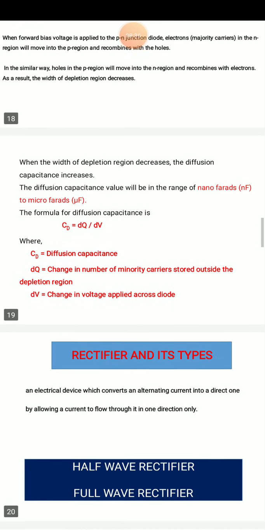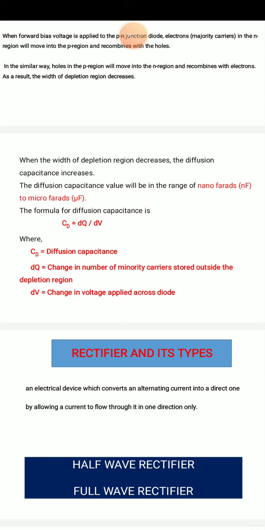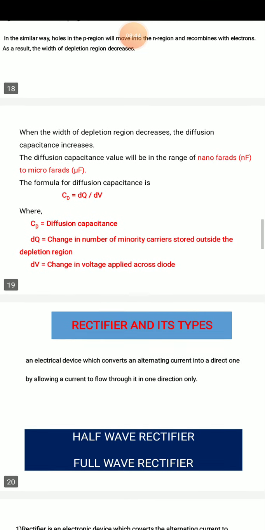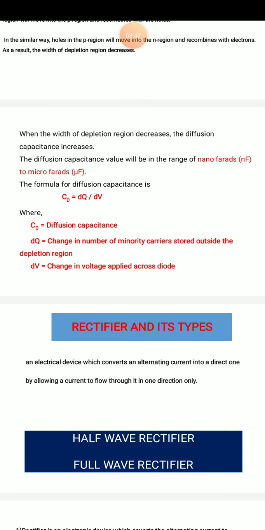Next, similarly to how we calculated the CT, CD also can be calculated. We can see here that as the width of the depletion region decreases, the diffusion capacitance increases. That is the vice versa operation here. If the width of the depletion region decreases, automatically the CD increases. The diffusion capacitance value will be in the range of nanofarads to microfarads. That is very, very important, the range of the CD they are talking about.